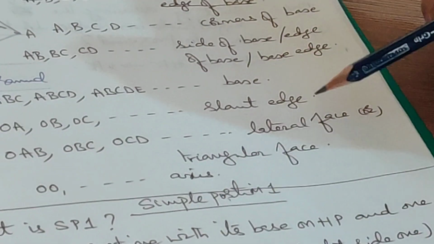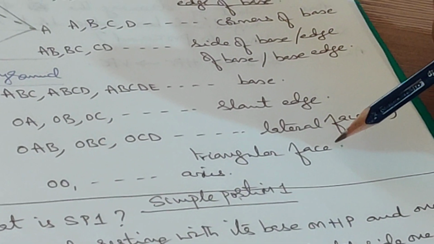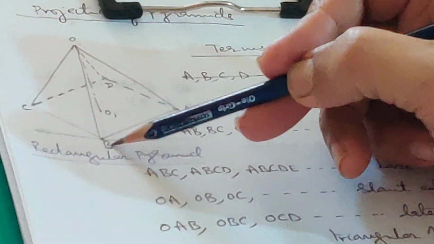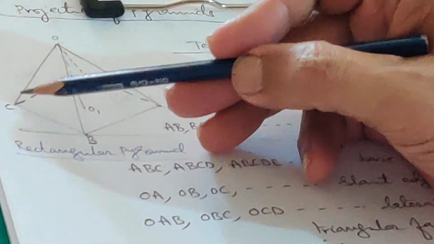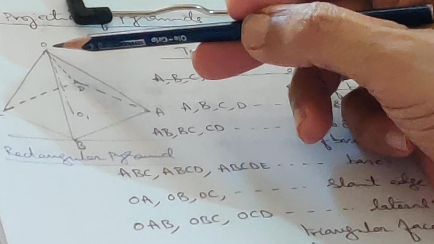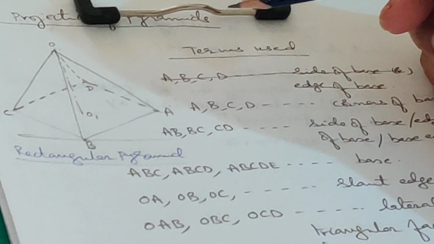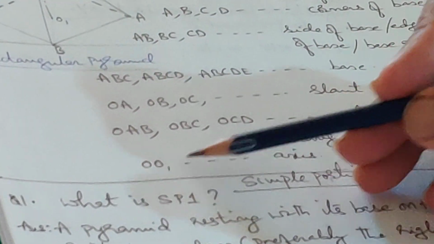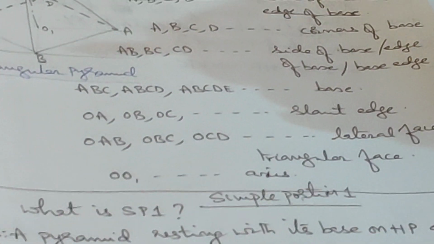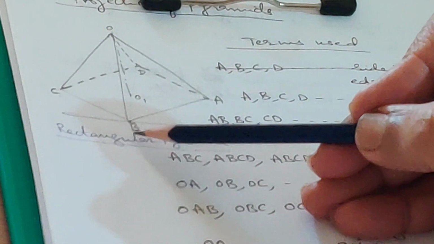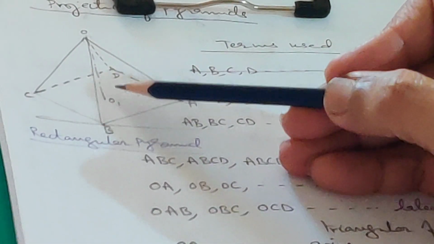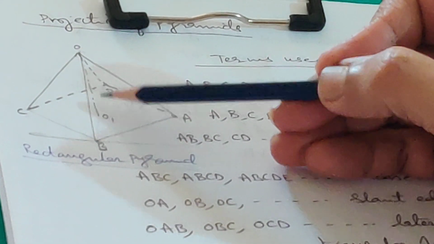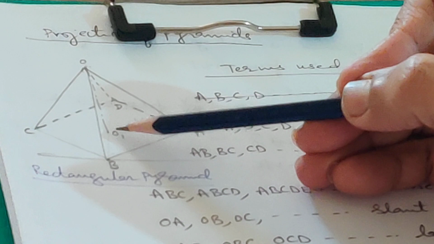And then the lateral face or the triangular face. You can see here OAB, that's the triangular face. OBC is another triangular face, OCD and then ODA. So you have four triangular faces here for a rectangular pyramid. And finally OO1, an imaginary line always. In a rectangle, how do you find the center? You just connect the diagonals, you get the center. That you have to connect with the apex to get the axis. So OO1 represents the axis.